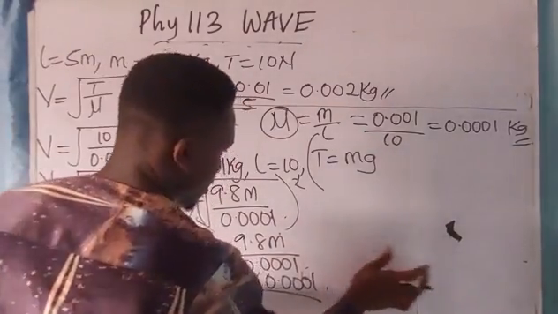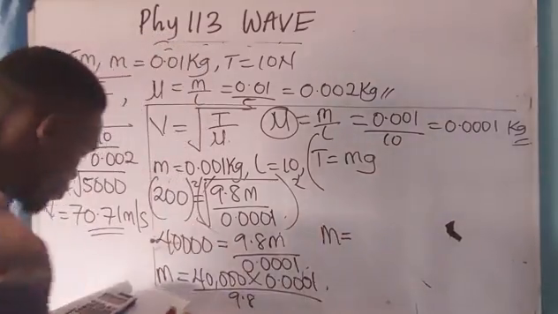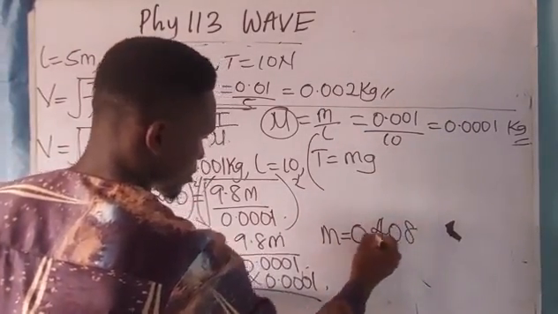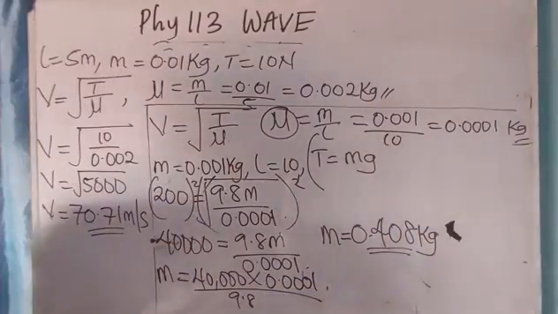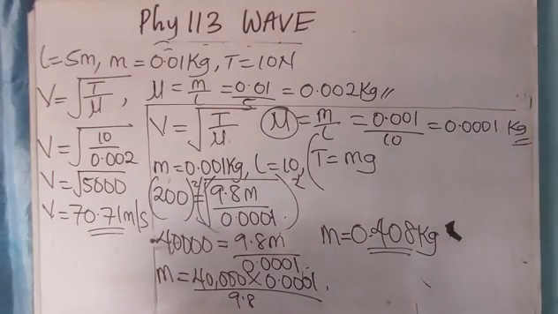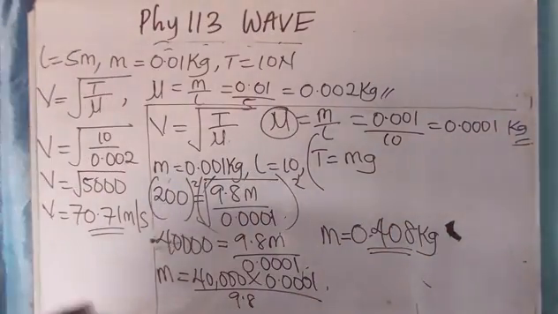So the answer is, mass now is equal to what? 0.408 kilogram. So the answer is what? 0.408. You see now, we've got the answer. Because of the 4 that I wrote here, I was just talking to myself. So I believe it's clear.